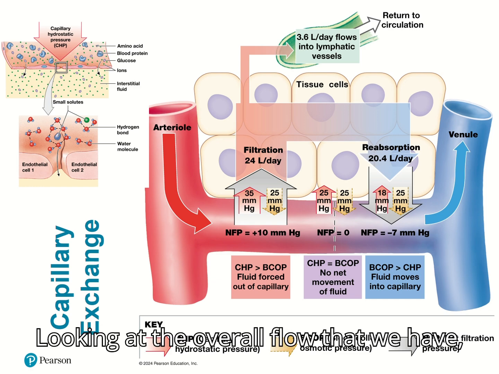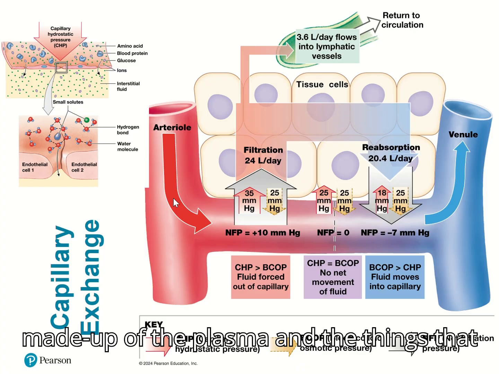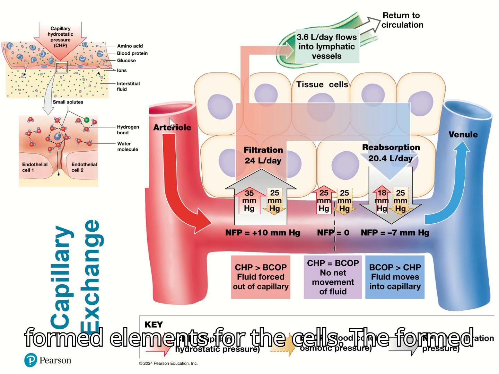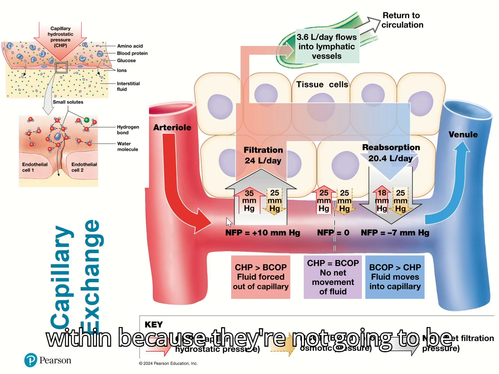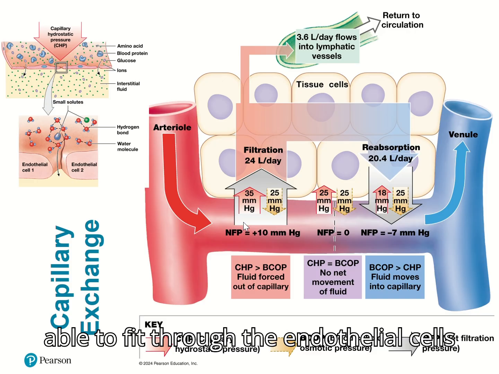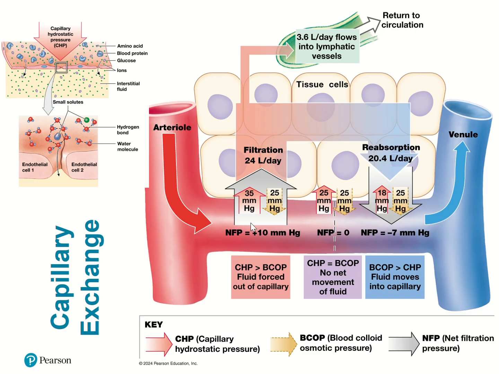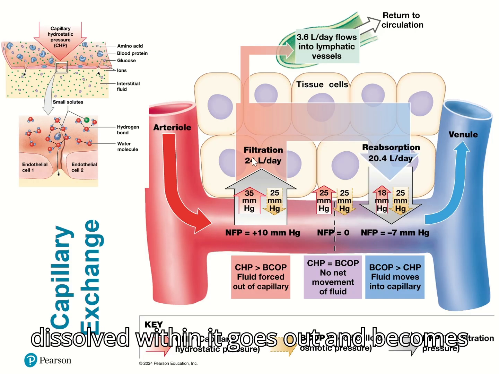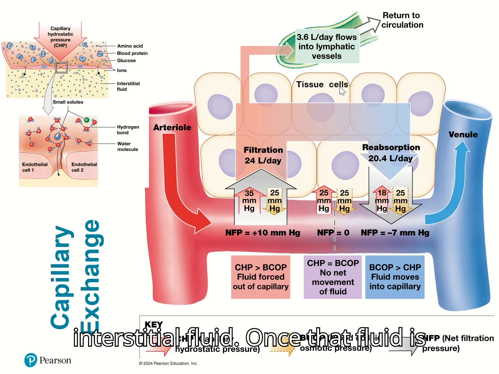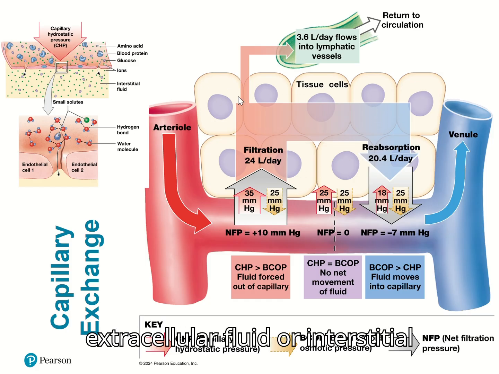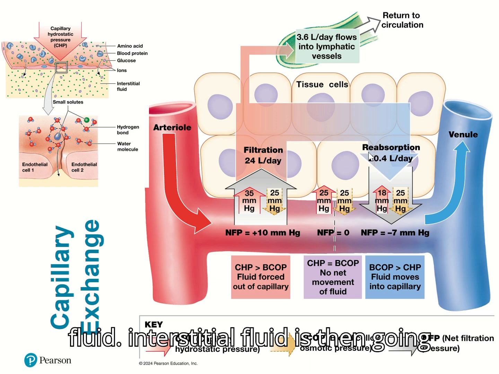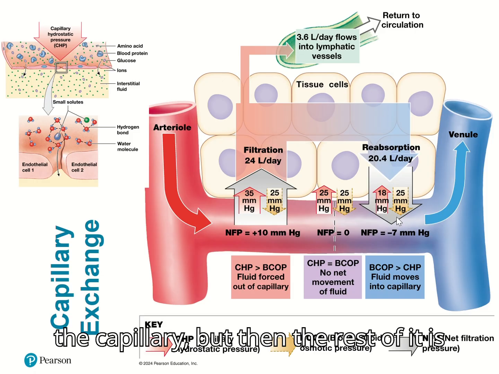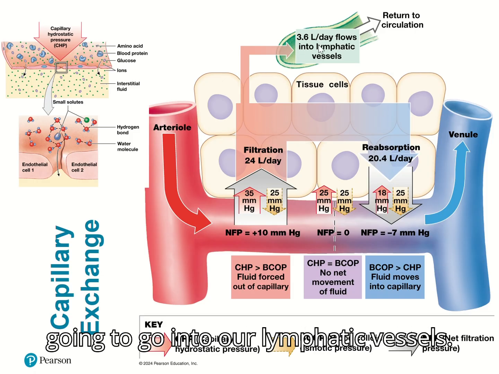Looking at the overall flow, our blood, of course, is made up of the plasma and the things that are dissolved within it, plus all those formed elements, the cells. The formed elements remain within because they are not able to fit through the endothelial cells that make up our capillary wall. When the fluid goes out, the fluid that was our plasma and things dissolved within it becomes interstitial fluid. Once that fluid is bathing the cells, we call it extracellular fluid or interstitial fluid. Some of that interstitial fluid is reabsorbed into the capillary, but the rest of it goes into our lymphatic vessels.